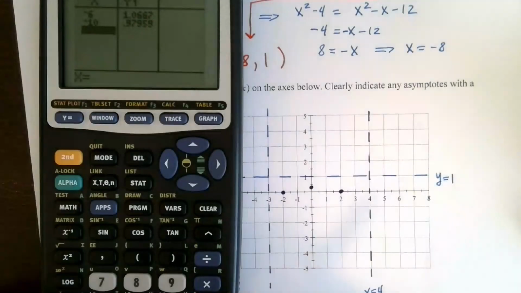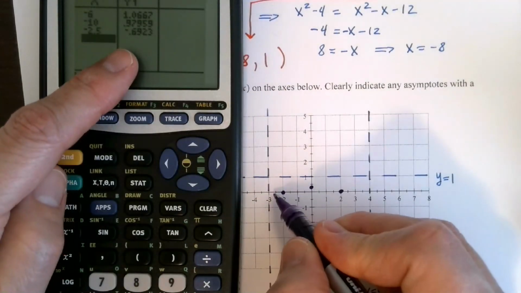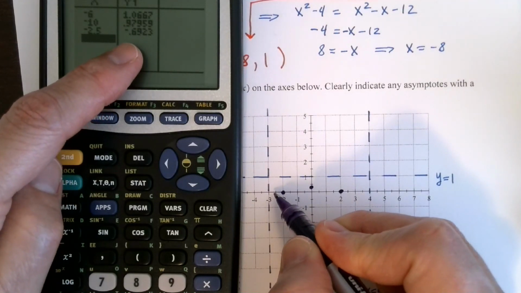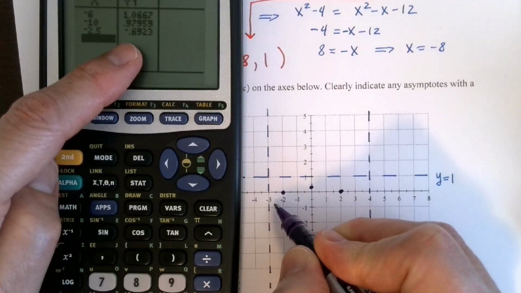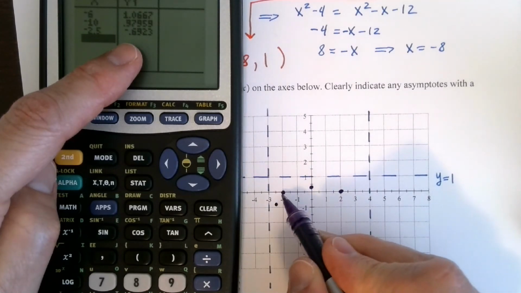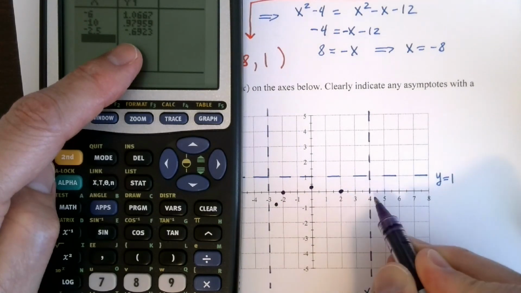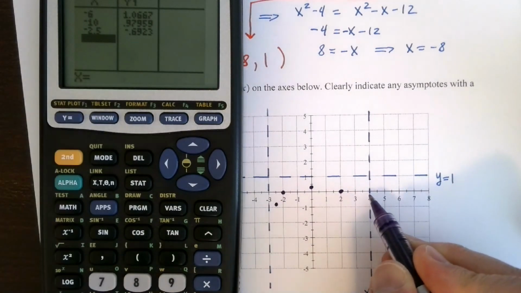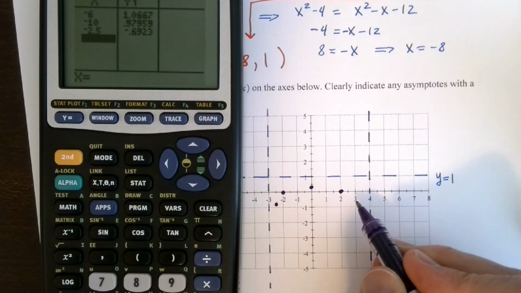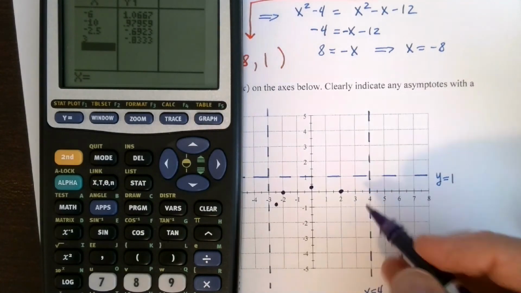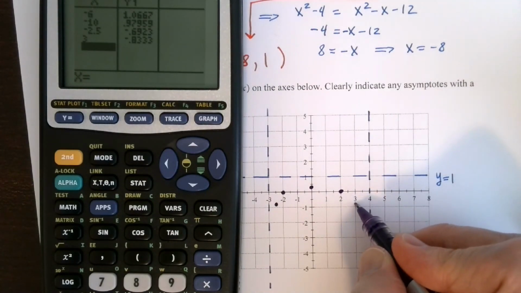Now, between negative 3 and negative 2, we can plug in a point there. Let's plug in negative 2.5. Negative 2.5, the output is negative 0.69 or negative 0.7. So we're down here about right there. Okay. Between these two x-intercepts, we've got our y-intercept. Between this x-intercept and the vertical asymptote, I can pick 3. And at 3, we're negative 0.84 something, so we'll plot that point down there.